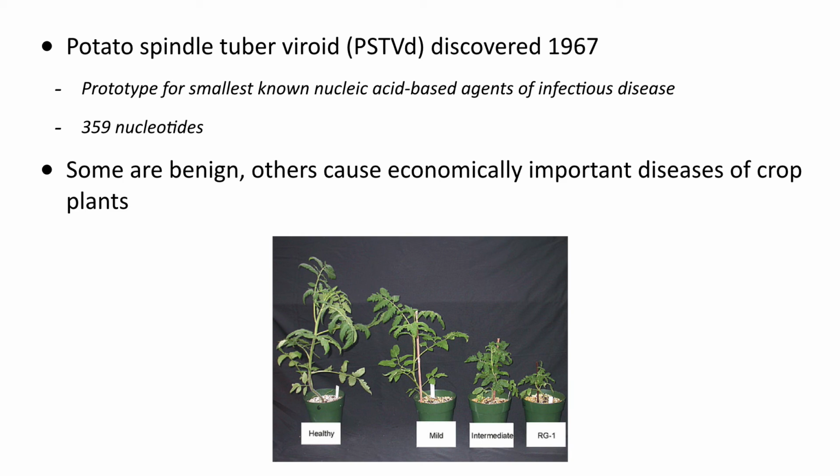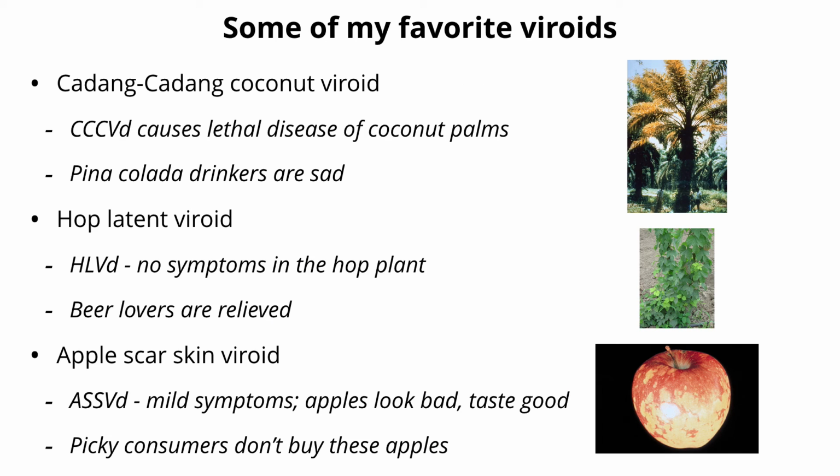So attempts are made to try and prevent the spread of viroids. These are some of my favorite ones. As I said, the names are pretty neat. Kadang, coconut viroid, which causes a lethal disease of coconut plants. You can see the coconut tree on the right. The leaves are all yellow. And if you like pina coladas, this viroid makes you sad.